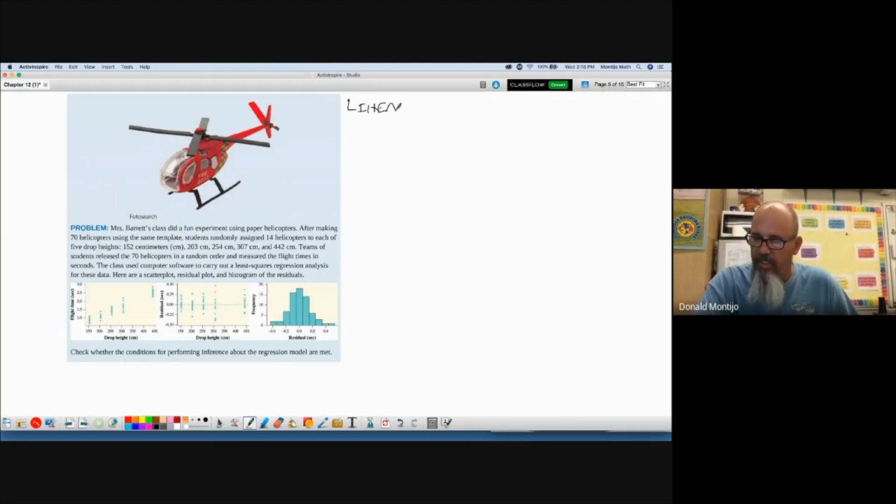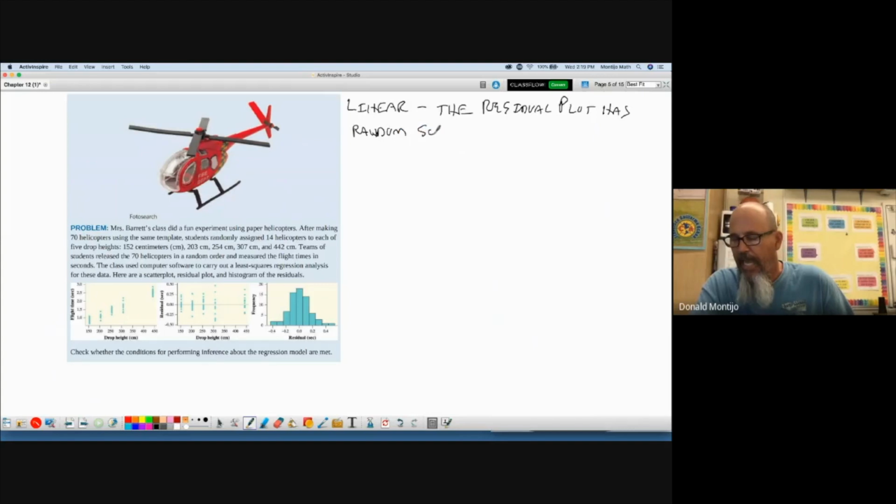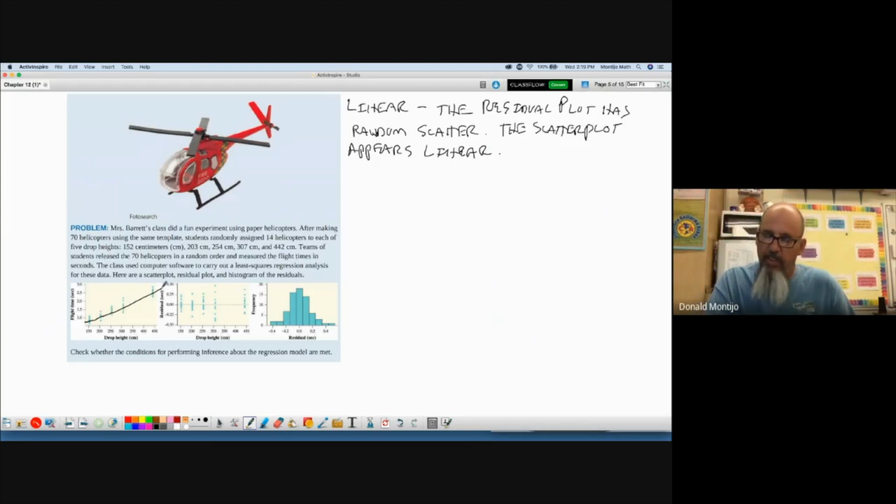The first one was, does the data appear to be linear? The scatter plot shows a clear linear form and there is no leftover curved pattern. The residual plot has random scatter, or the scatter plot appears linear. So you can see that it looks like there's a linear pattern there. There's no leftover curved pattern there.